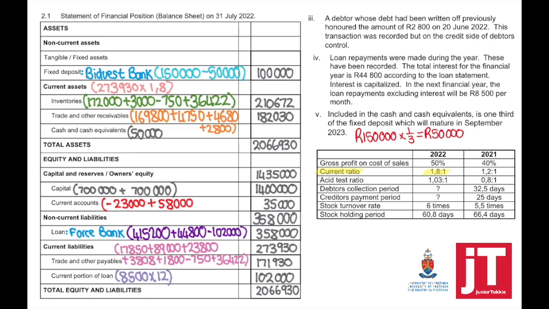Take your current liabilities times 1,8. That equals current assets. Once you've got your current assets, your total cash and cash equivalents becomes the balancing figure. Now we can solve the bank, which was a question mark. Total assets minus current liabilities equals your non-current assets. The balancing figure is my fixed assets.